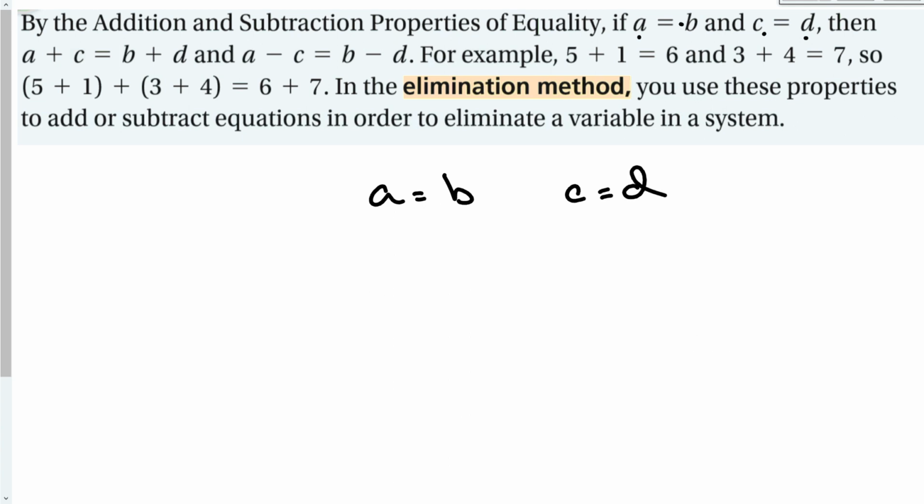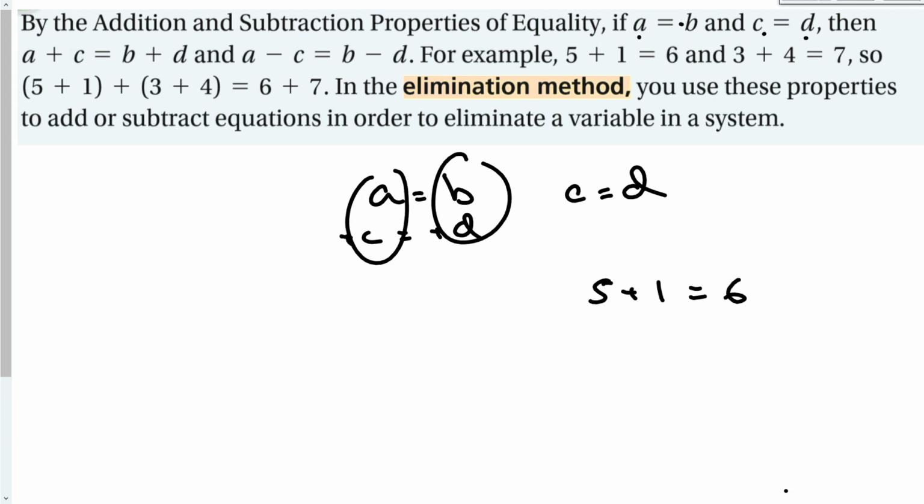Remember, I am allowed to do anything to an equation as long as I do the same thing to both sides. Well, if I wanted to, I could add D to both sides. Or, because D and C are equal, I could add C to both sides as well. Or C to the left side and D to the right side. That's what this says right here, that A plus C is equal to B plus D. Or minus. And an example is 5 plus 1 is 6. So 5 plus 1 equals 6. 3 plus 4 equals 7.